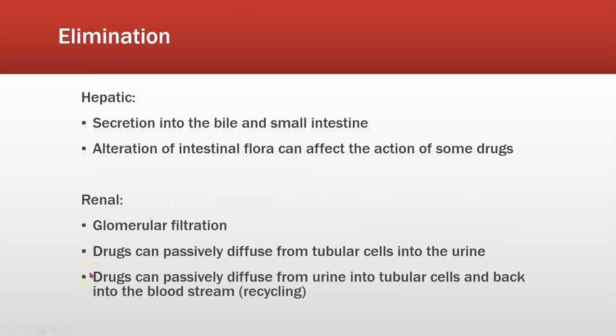So when we talk about the liver, secretion into the bile and small intestines is how drugs are eliminated. And an alteration of the intestinal flora can affect the action of some drugs. Drugs are eliminated mainly through the liver and the kidneys.